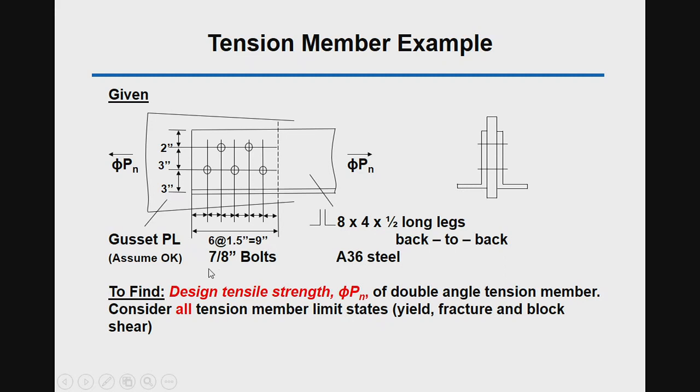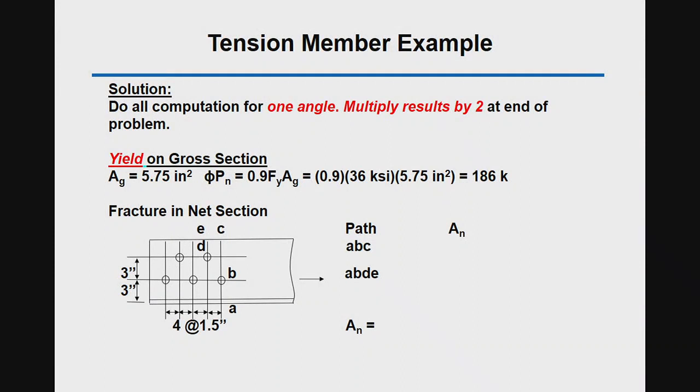The diameter of the bolt is 7/8 inches, and the lateral spacing between the bolts is 1.5 inches, and the vertical spacing between the two rows is 3 inches. So we're going to determine ϕPn considering all the tension member limit states, including yielding, fracture, and block shear. First of all, we're going to do all the calculations for just one angle and multiply the result by 2 at the end of the problem.